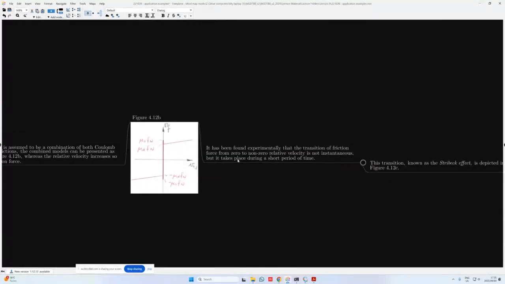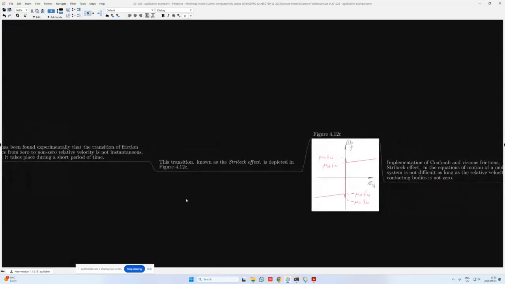Now, it has been found experimentally that the transition of friction from zero to non-zero relative velocity is not instantaneous, but it takes place over a very short period of time. And usually when we consider an analytical approach, it's a fair assumption to say that it occurs over an instantaneous period of time. But since we're now interested in a more numerical approach, we need to accommodate this shorter period of time.